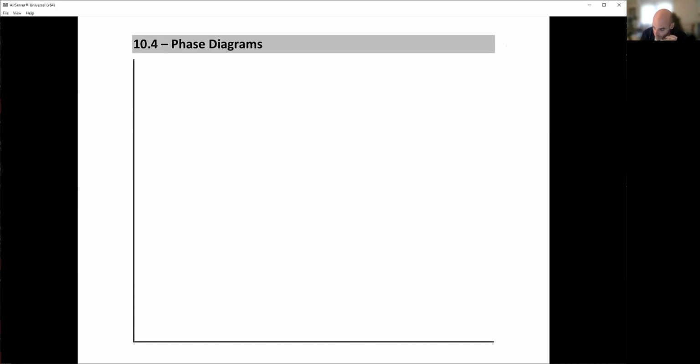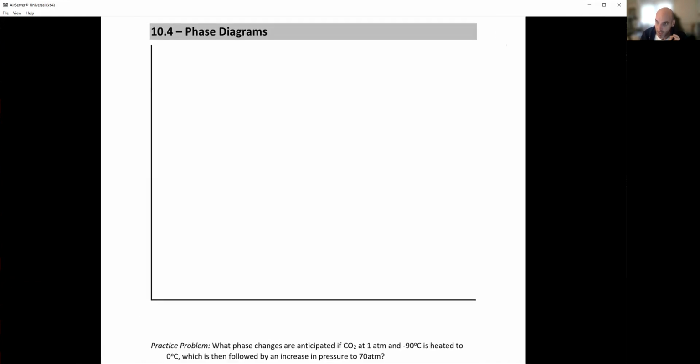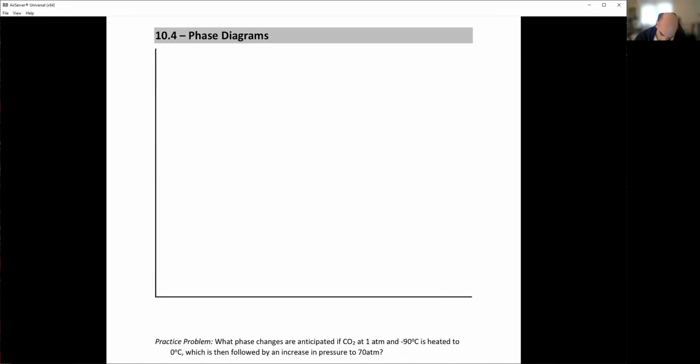So we have two axes that we're interested in. Along the Y, we're going to have pressure. And typically we're going to have pressure in atmospheres. Again, it can be different depending on the type of substance you have, and we're going to see a couple of those. And we have temperature, and we're going to put it in degrees C along the x-axis. Okay, so we have pressure and we have temperature.